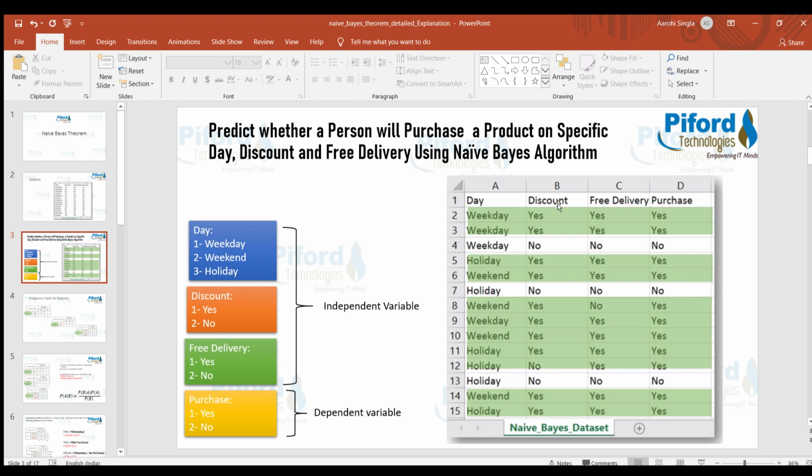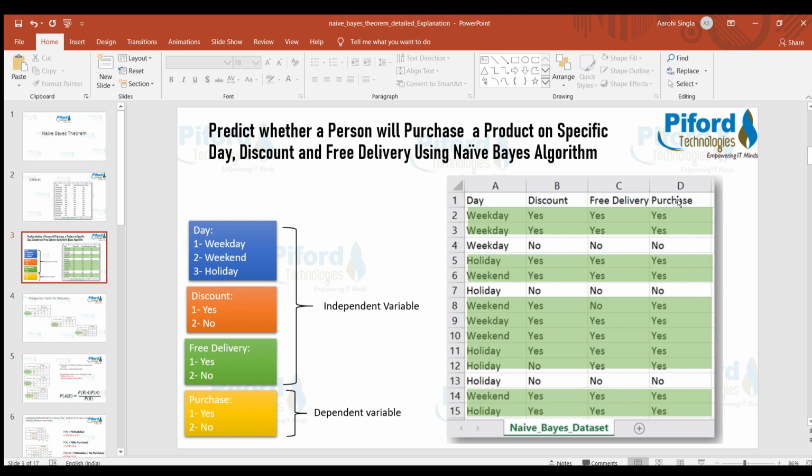And then in the discount column, we have two kinds of values: yes and no. Yes means discount given, no means no discount. Free delivery again has two options: yes and no. Yes means free delivery option is available, no means not available. The purchase column, the last column, again has two values: yes and no. Yes means the customer purchased the item. No means the customer didn't purchase it. So these are the four columns.